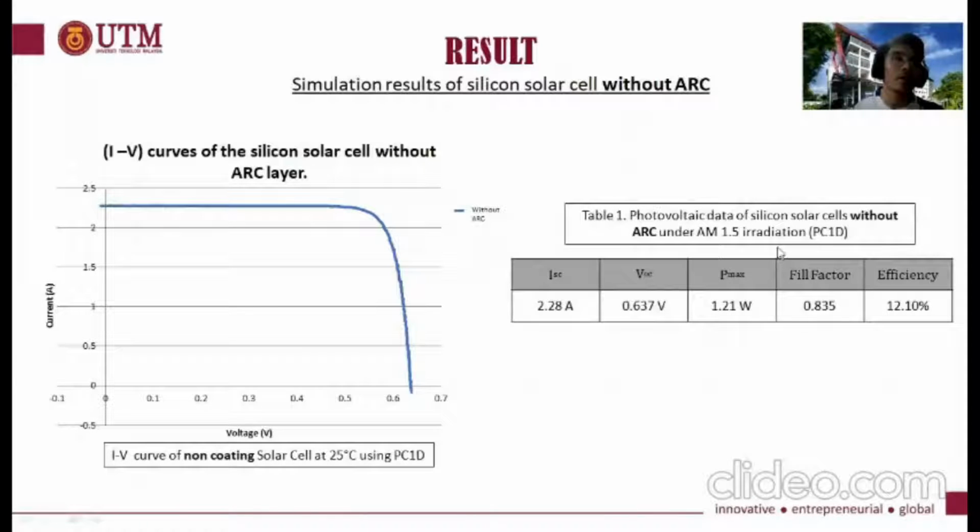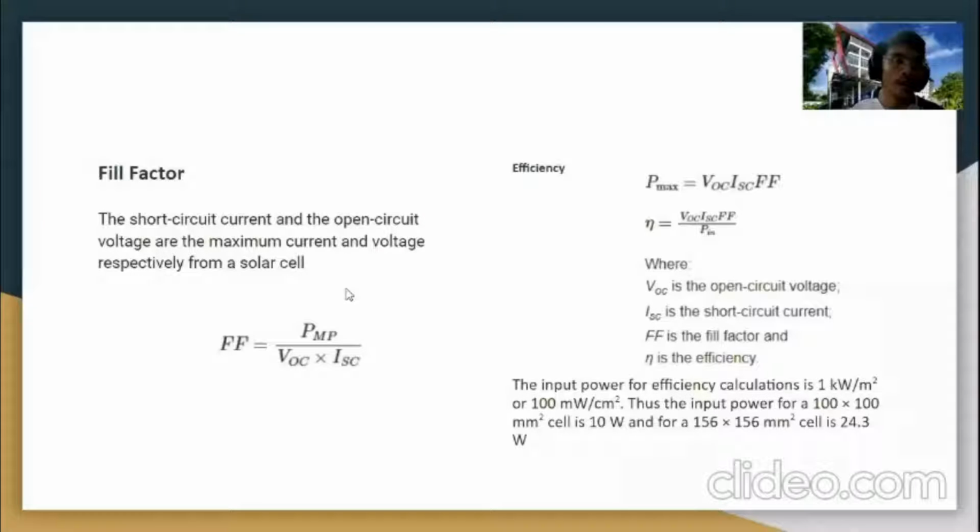After getting the data, we put it inside the table, and we have all three parameters that we want to observe. After that, we can calculate the fill factor and the efficiency using these three parameters. The fill factor is FF equals P maximum over VOC multiplied by ISC. After we get FF, we get the efficiency by multiplying VOC by ISC by FF, over P input.